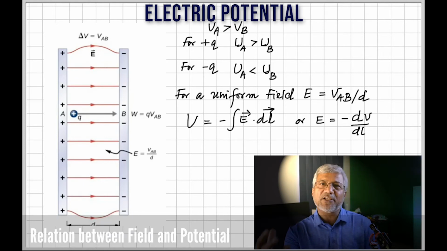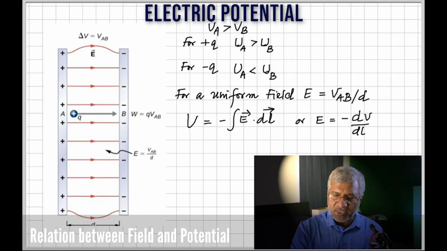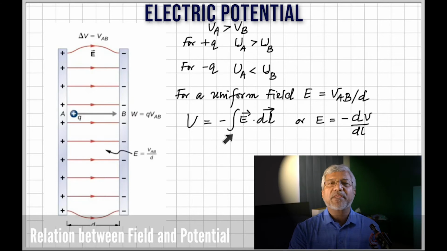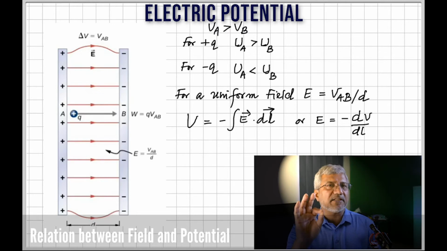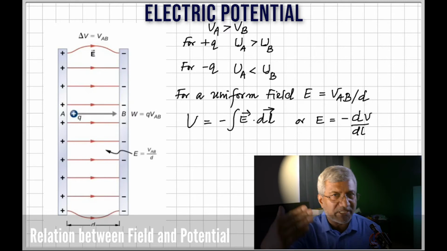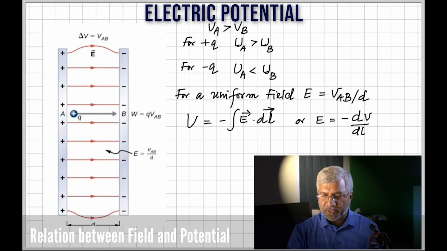But if it's a non-uniform field, then the standard way of representing voltage is the negative of the line integral of the electric field with the distance. In fact, it's the negative of the line integral of the dot product of the electric field with the distance. So that's a dot product between those two vectors. And the negative points out that we're always doing work against. Remember I mentioned that. If you can put this in this way.